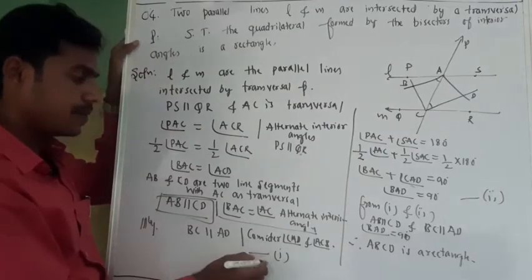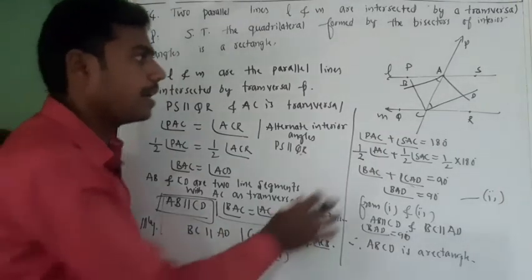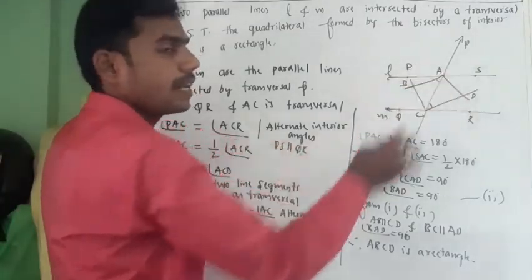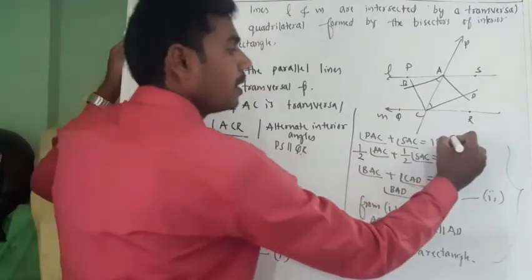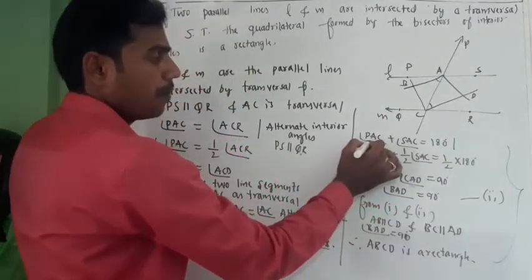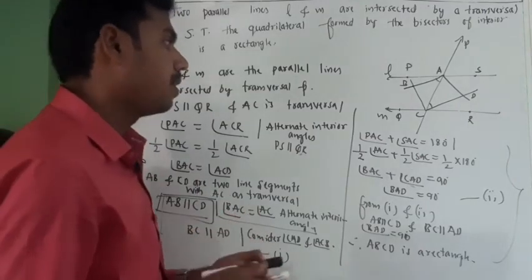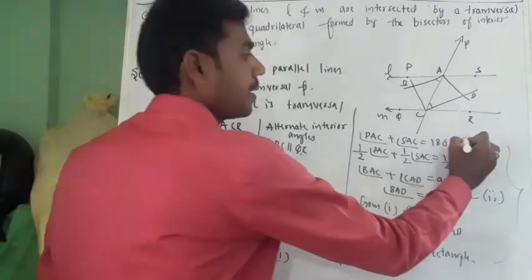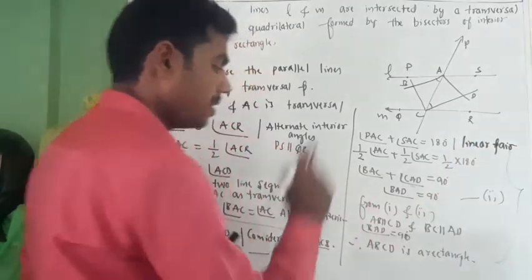I'll call it equation 1. Next, I need to show the angle is equal to 90 degrees. I make use of this linear pair. One more thing, why I wrote angle PAC plus angle SAC is equal to 180 degrees, because it's a linear pair. So please note this down.